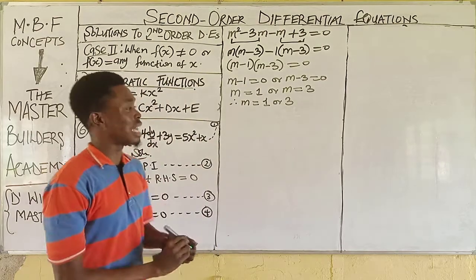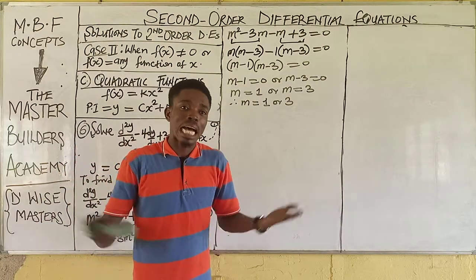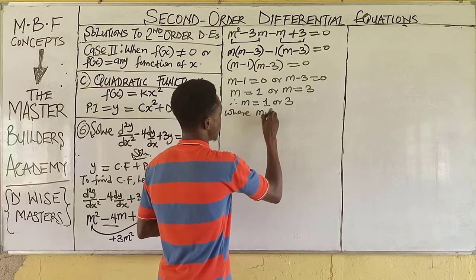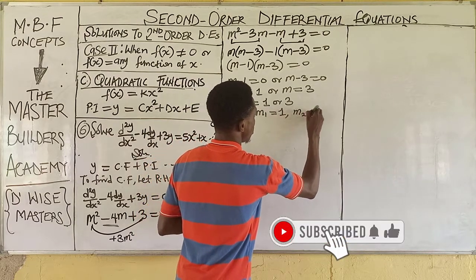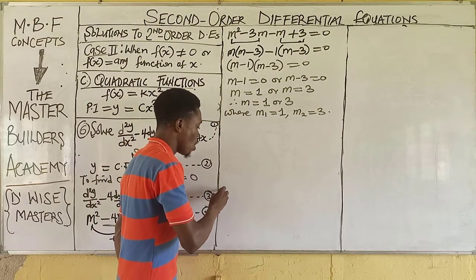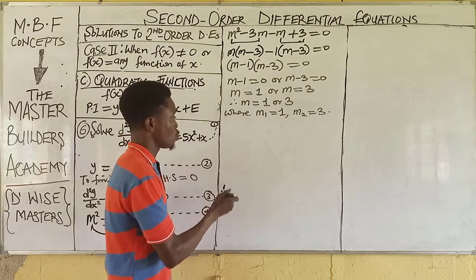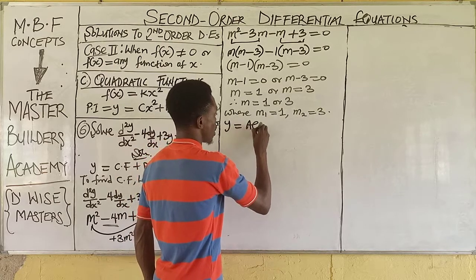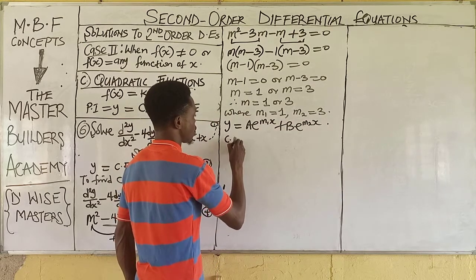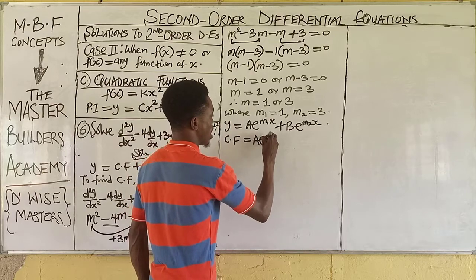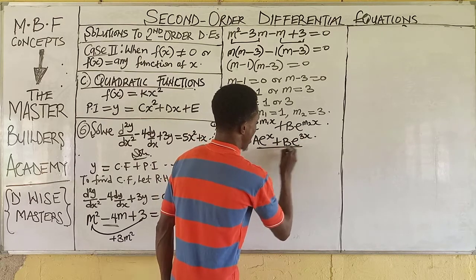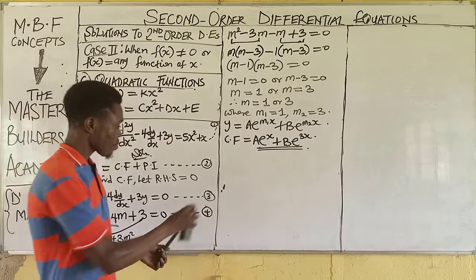From the result we have here, we see that these two roots are real and different. That means we can call this m1 and this m2. Therefore, m1 is equal to 1 and m2 is equal to 3. So you quickly recall the solution to a second order differential equation where you have real and different roots. There we have y is equal to a e to the m1 x plus b e to the m2 x. Now we can replace this with the complementary function and have a e to the power 1x, which is e to the x, plus b e to the 3x. We have successfully obtained the complementary function.